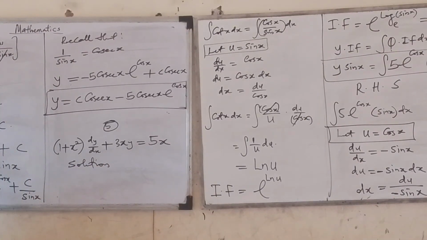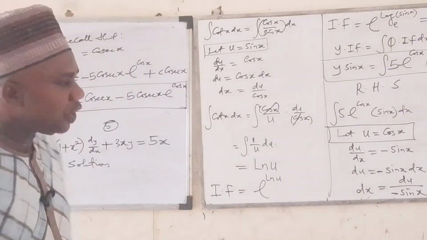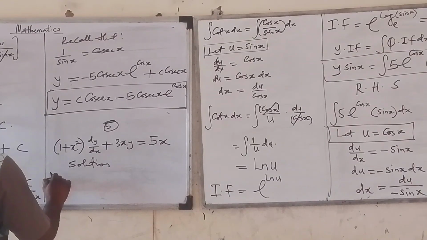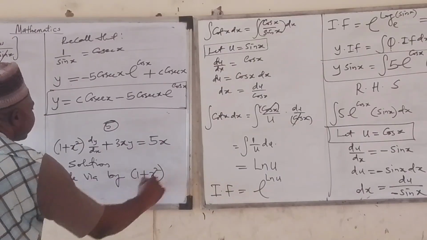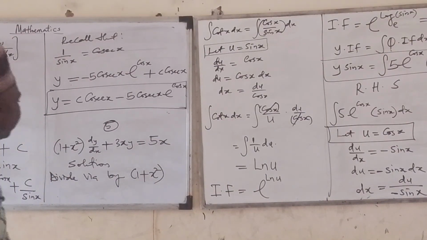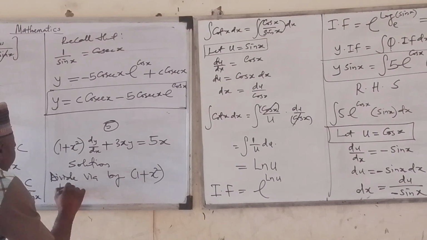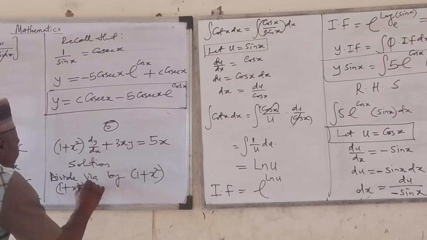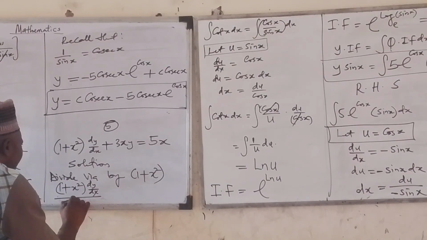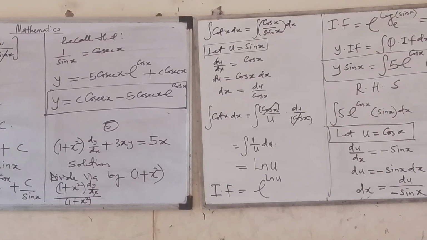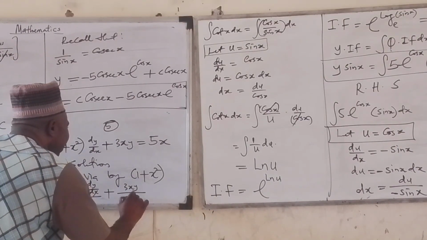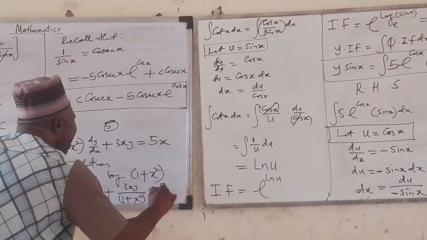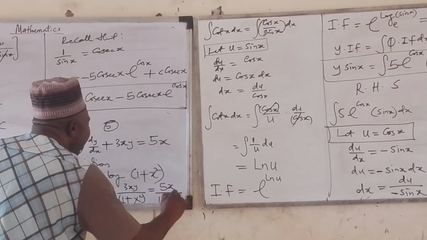Now, the first step is to make the coefficient of dy all over dx equal to 1. So, in that case, we are dividing through by the coefficient of dy dx. So, divide through by 1 plus x squared. So we have 1 plus x squared dy all over dx, divided by 1 plus x squared, plus 3xy all over 1 plus x squared is equal to 5x all over 1 plus x squared.